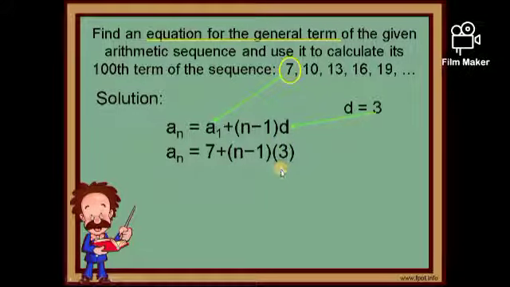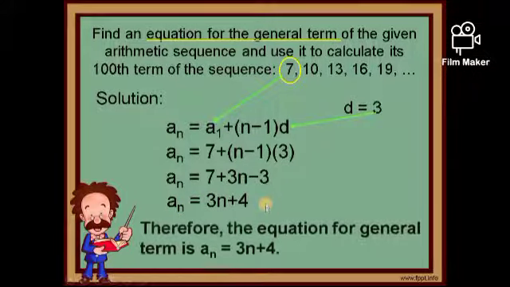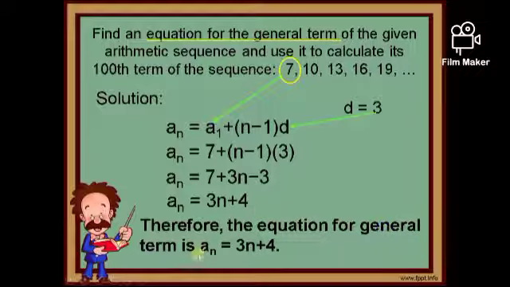Next is to simplify this. So we have a sub n equals 7 plus 3 times n minus 1. So distribute 3 to n minus 1. 3 times n is 3n. 3 times negative 1 is negative 3. Next is combine similar terms. So 7 minus 3 will give us 4. So we have a sub n equals 3n, bring down, plus 4. Therefore, the equation for the general term is a sub n equals 3n plus 4.